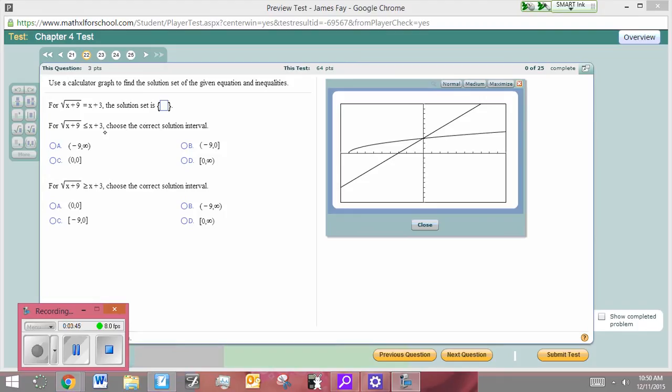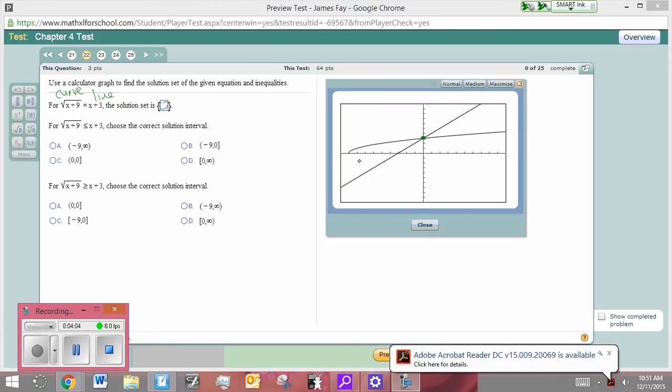This one they want to know when is the curve equal to the line x plus 3. So they're equal right there where they cross, and that's an x value of 0. All right, now they want to know when is the curve below the line.